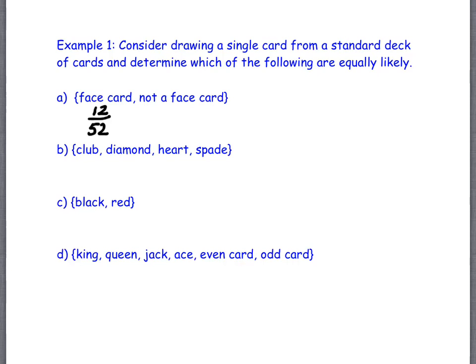What about something that's not a face card? 40. Yeah. There are 40 cards that are not face cards. Now, there's several ways that you could do that. You could literally count them up. What else could you do that would make it quicker? Yeah, we could subtract the 12 from the 52. So if we've got face card, not a face card, well, there's 52 cards. So 52 minus the 12 would give me the 40. So the face cards, the probability of drawing one of those is 12 out of 52. The probability of drawing something that's not a face card is 40 out of 52.